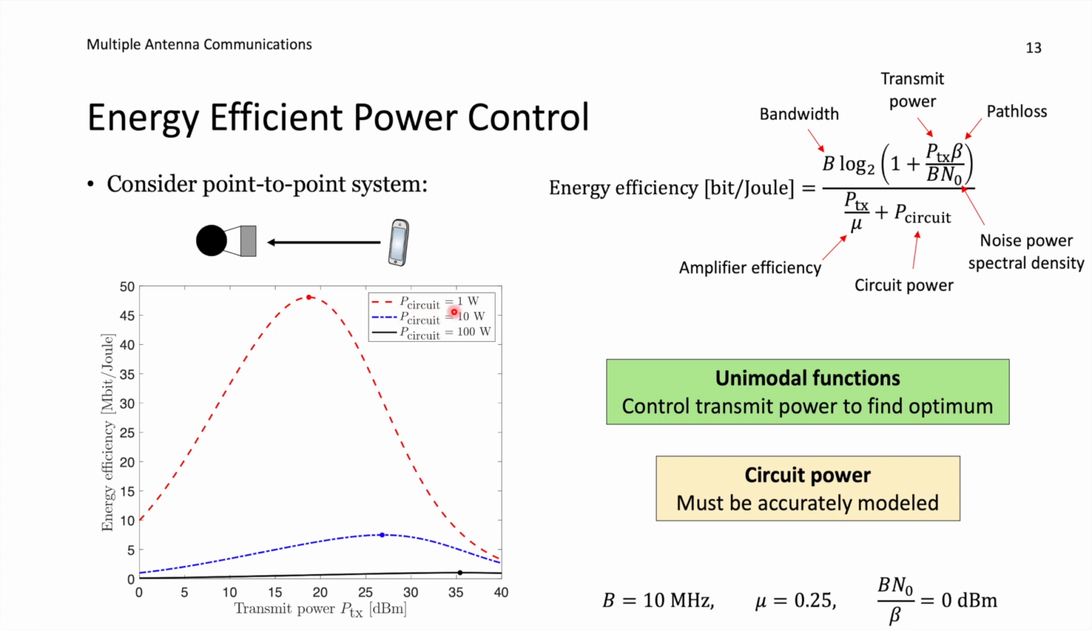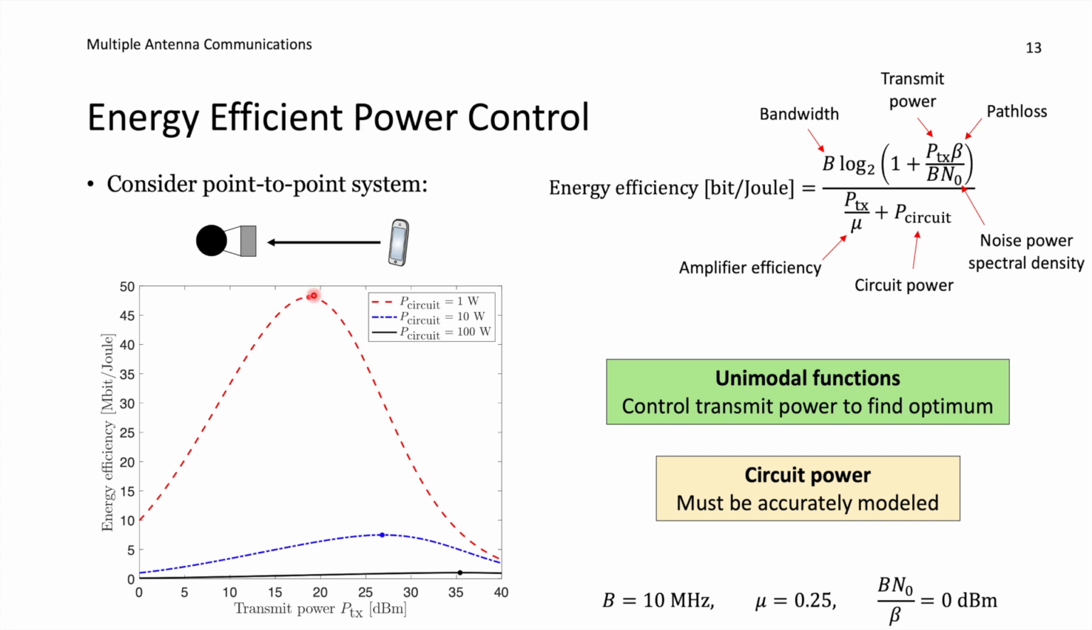If the circuit power is 1 watt, so this term is 1 watt, we can see that the energy efficiency is increasing up until a certain point here, and then the energy efficiency starts to go down again. And the maximum value is happening here around 20 dBm, which is 100 milliwatt. And if we multiply that by 4, because we have 1 divided by mu, then we have something that starts to be a number close to 1 watt, or half a watt at least. And that means that this term here starts to be around the same size as the circuit power term.